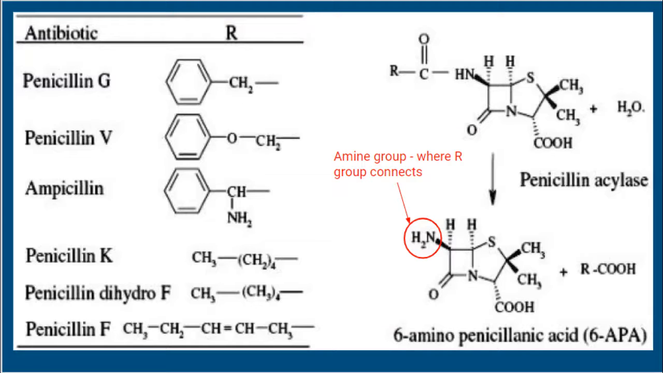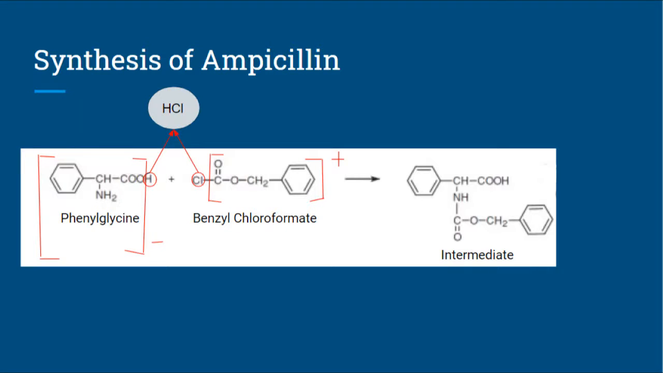The first two penicillins, penicillin G and penicillin B, are directly derived from the mold. All of the penicillins below it are synthesized in the lab. This is an example of how ampicillin is synthesized in the lab. In this example, benzyl chloroformate reacts with phenylglycine, the R group, to produce an intermediate.